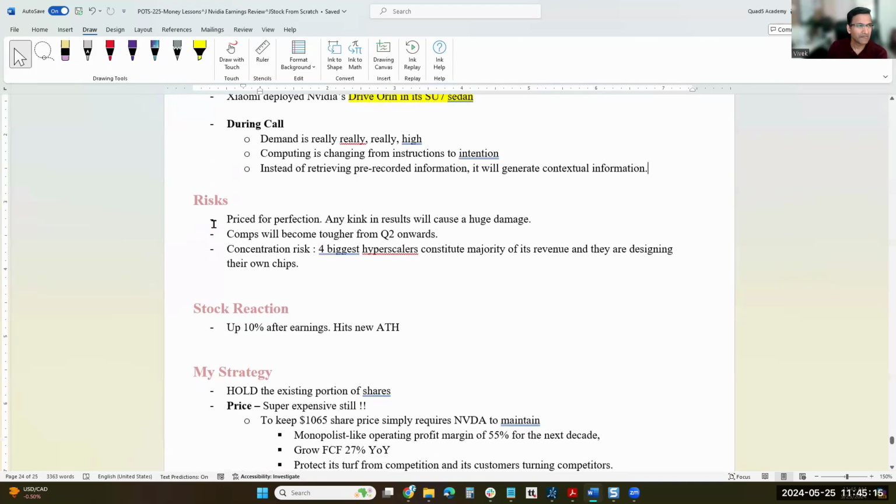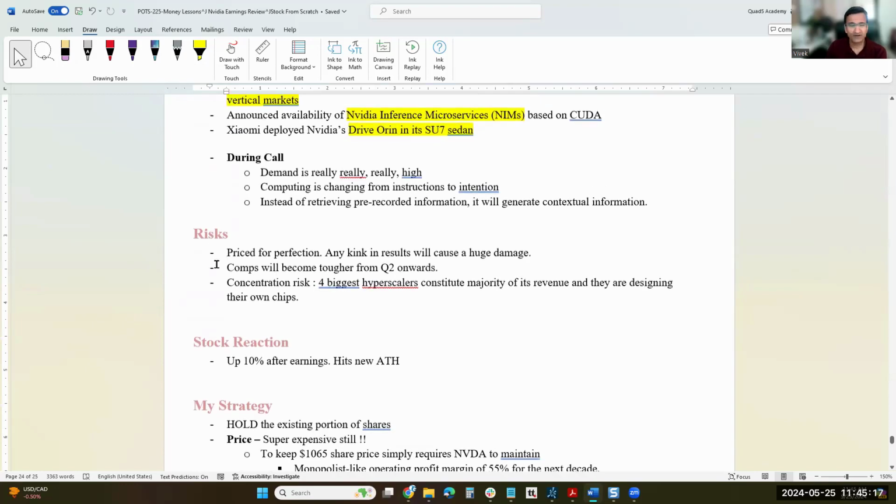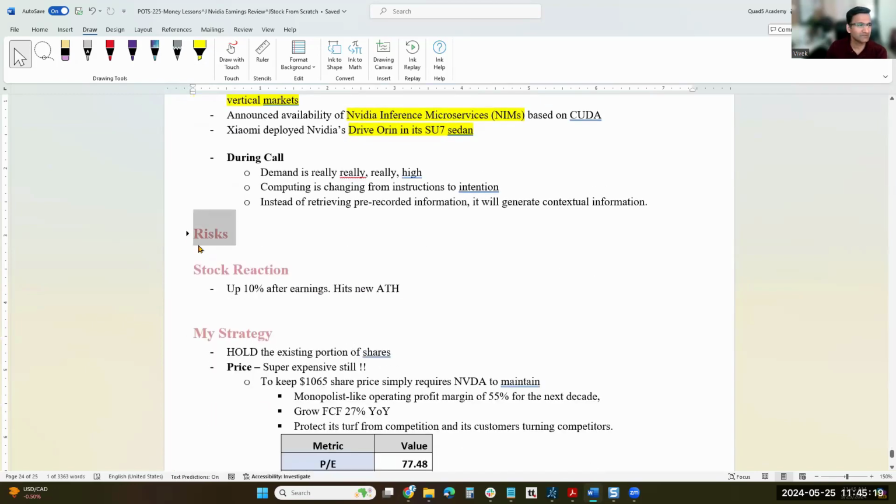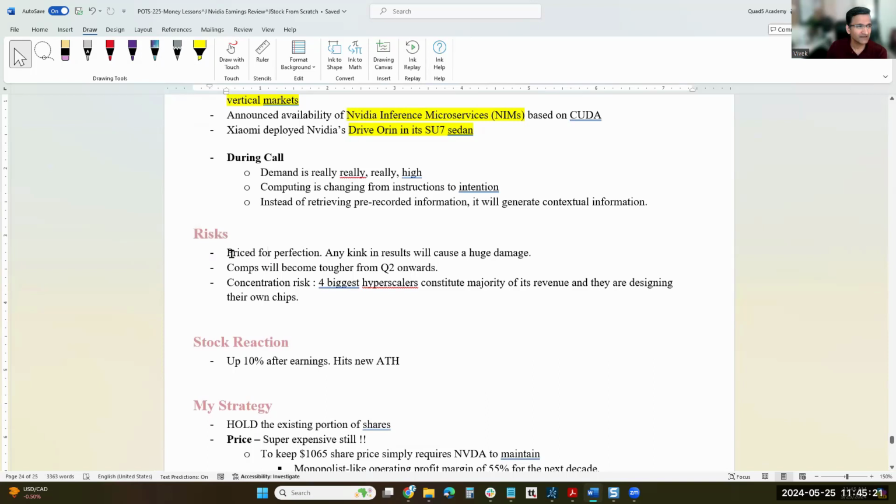So anyway, a risk, again, this is mostly my comments. The stock is priced for perfection. Any kinks in the result will cause damage to the stock price.